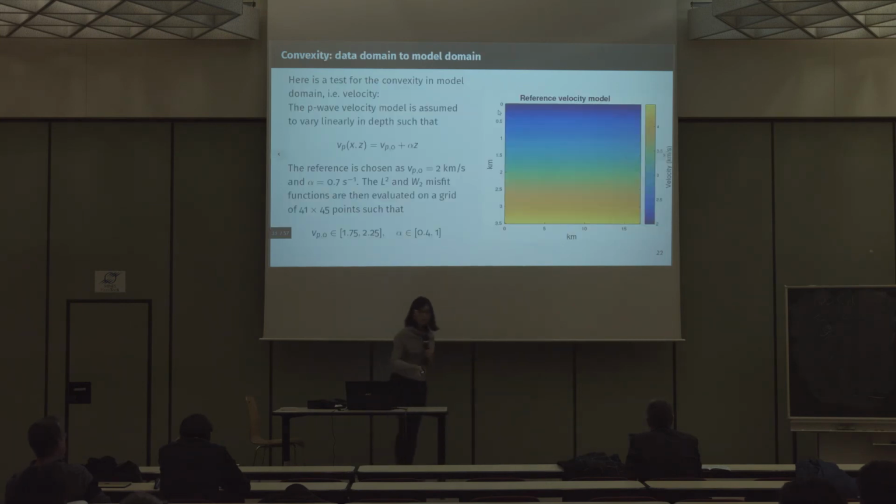It's not only convexity in the data domain. What we finally want is convexity in the model domain. So here I have a simple example. Our velocity starts from some certain value and increases in depth with another rate, alpha. So I parameterized the velocity to be a function of VP0 and alpha. The correct one is 2 and 0.7, but I make my VP0 and alpha change in some range because I want to see the convexity curve.